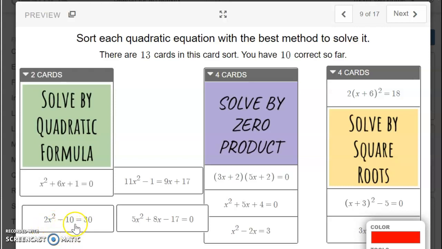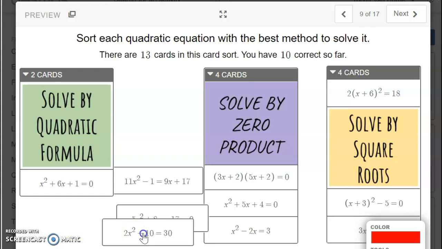2x squared minus 10 is equal to negative 30. Okay, so then I would like to quickly look to see. The leading coefficient is small, so they are factorable. So let's see which will be easier. Oh no, it's 2x squared is equal to 40. 2x squared is equal to 40. So this is actually solved by square rooting. That will be easiest.